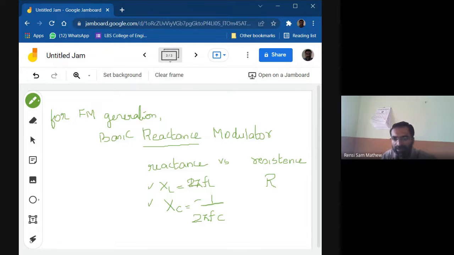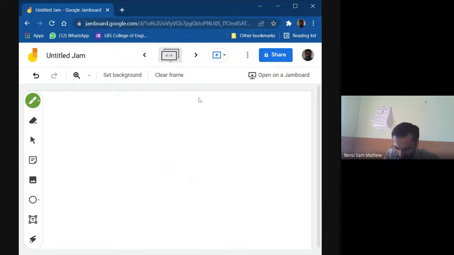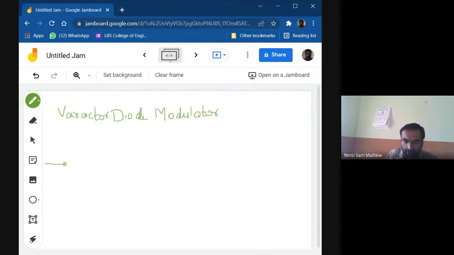In the syllabus we are asked to study specifically about the varactor diode modulator. So we will go directly to the varactor diode modulator. Remember, when studying this we have to learn at the circuit level. It is a small circuit with a few components. We will study that circuit.